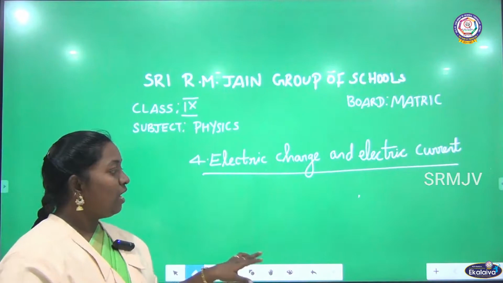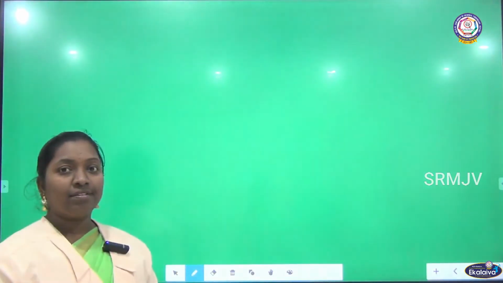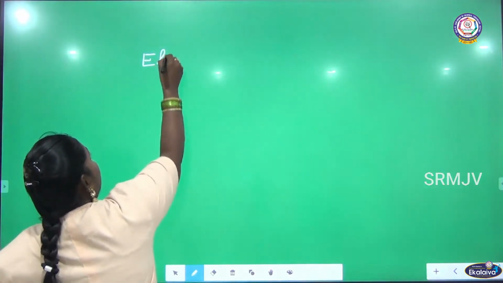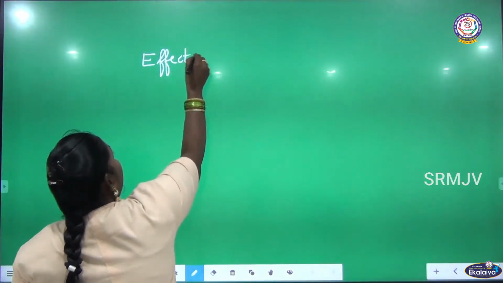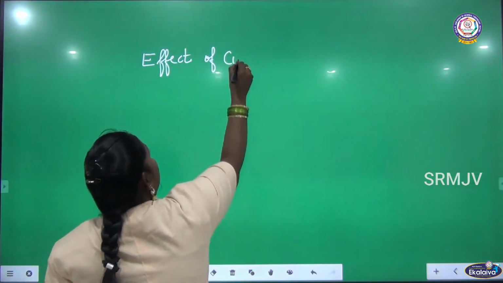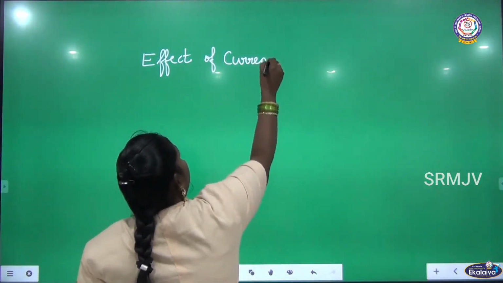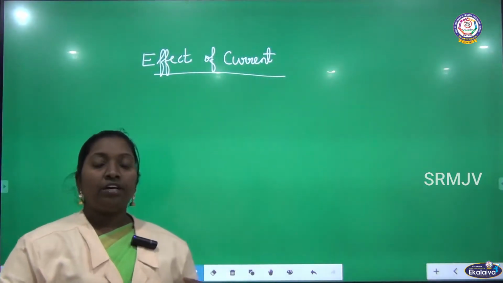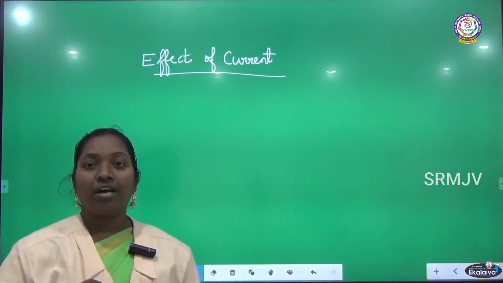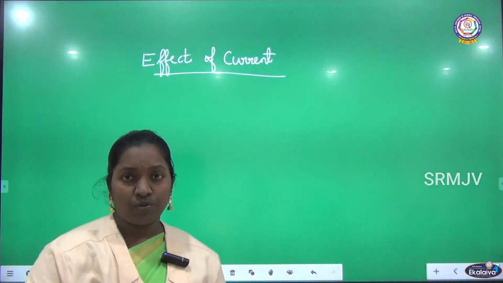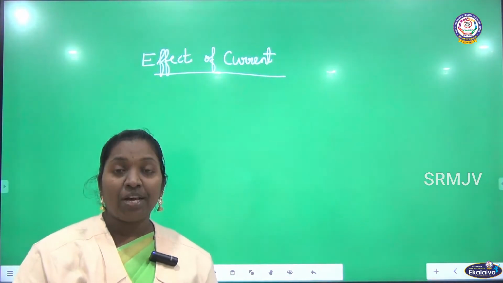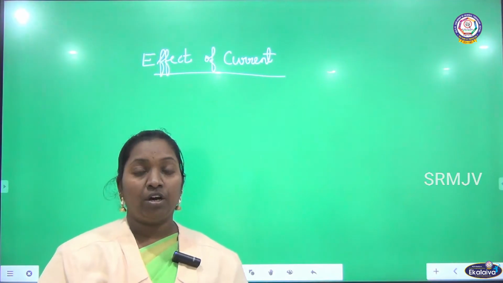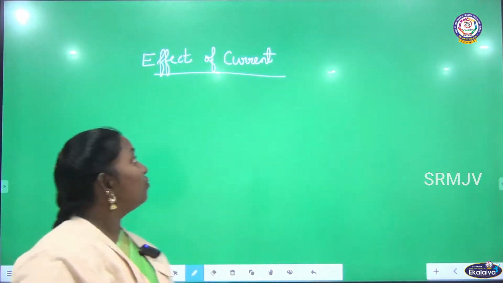Now we are going to see the continuation of this lesson: effect of current. If you do any process, sometimes it will show an effect. Likewise, when current flows in a circuit, it shows some effect. It shows various effects. One by one, we are going to learn what effects are produced by the flow of current.